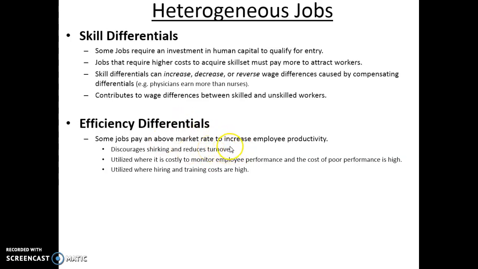The opportunity cost of losing that job is higher. This is utilized where it's costly to monitor employee performance and the cost of poor performance is high. If managers can't keep an eye on employees, they have to incentivize the employees to do the job they're being asked to do without oversight. One way to do that is to make losing that job a higher cost by paying them more than the other companies would. It's also utilized where hiring and training costs are high.